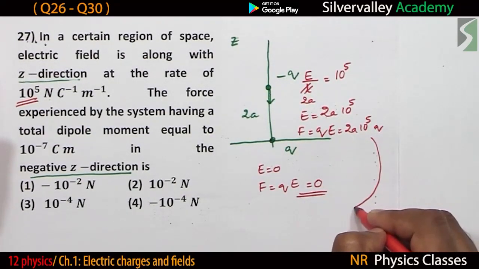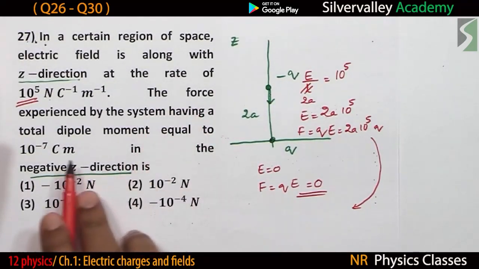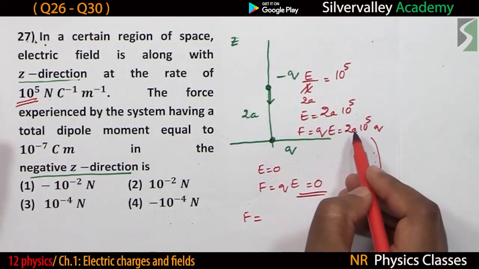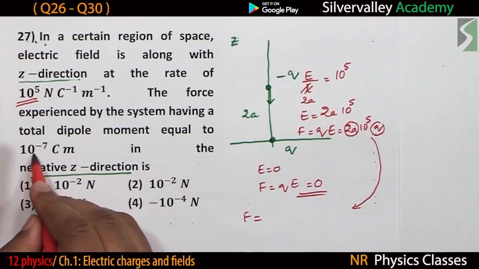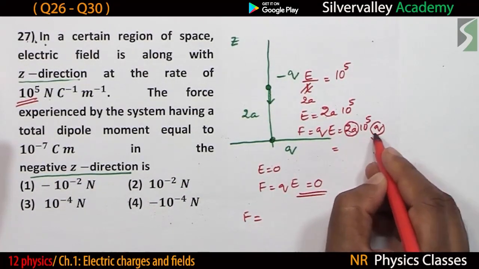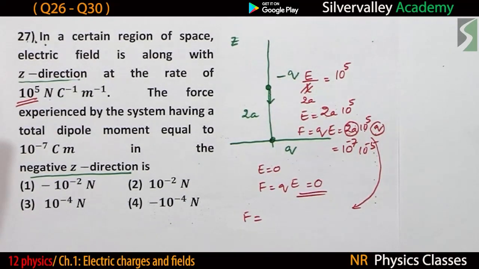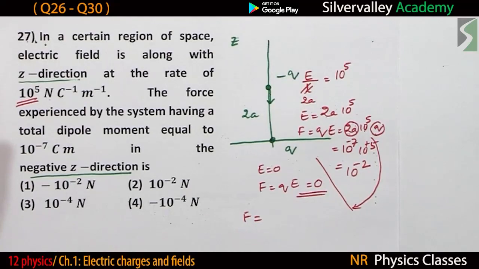Now let me use this equation. We have to find the force experienced. So F equals, what is Q into 2A? Q into 2A is the dipole moment, which is 10 to the power of minus 7. So let me adjust here only. Q into 2A is 10 to the power of minus 7. This is 10 to the power of minus 5 plus 5, equal to 10 to the power of minus 2. So 10 to the power of minus 2 is with these two.